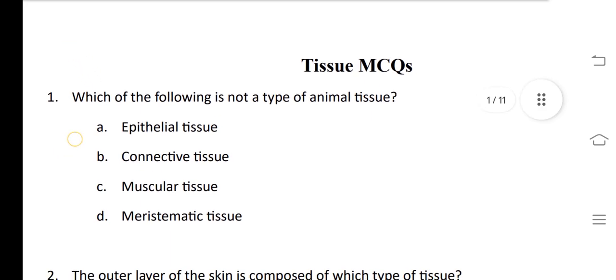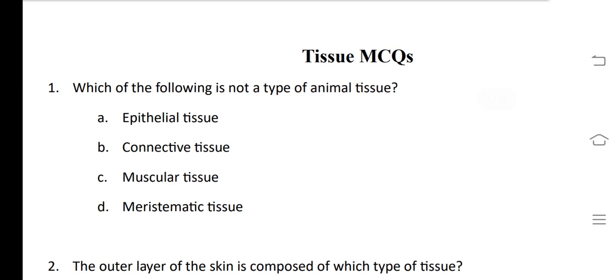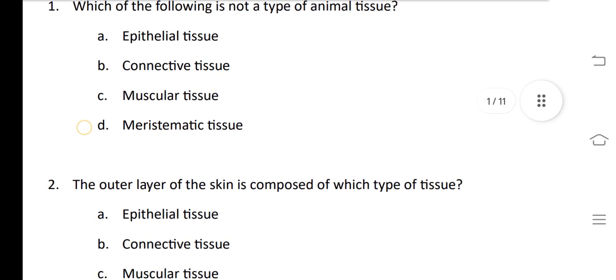So our first question is, which of the following is not a type of animal tissue? That is meristematic tissue, which is present in plant. So answer of first question is option D.